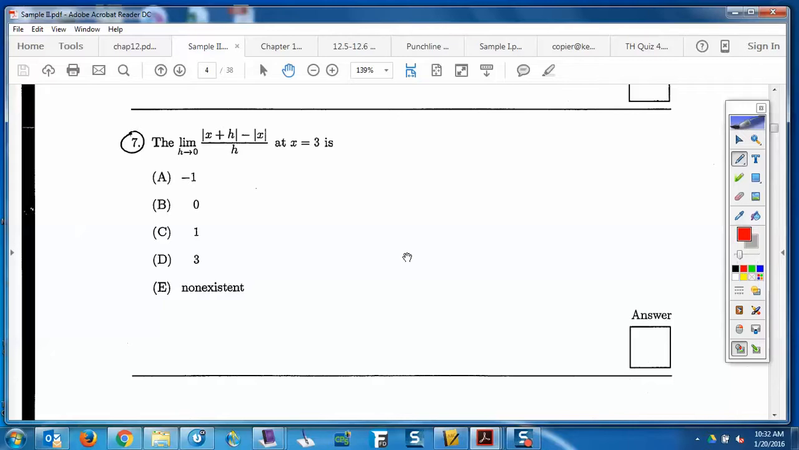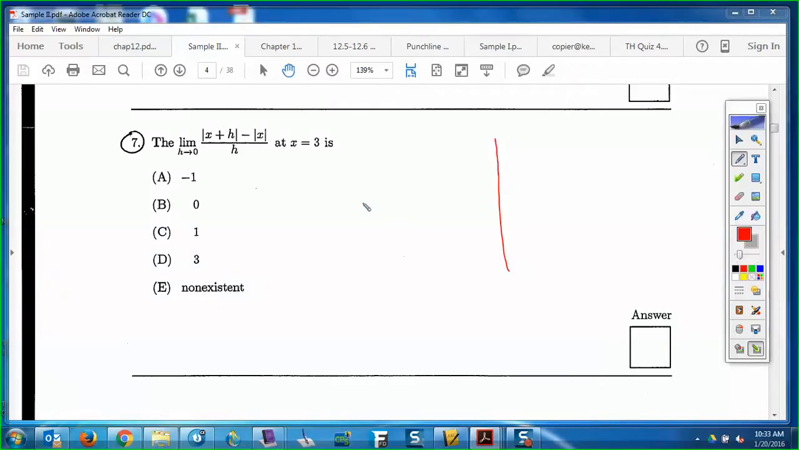So in this particular problem, what's the function? Absolute value of x at 3. Now, the problem there is we don't have a formula for the derivative of absolute value of x. Well, you don't need one, right? All you need to do is think of the graph, right?